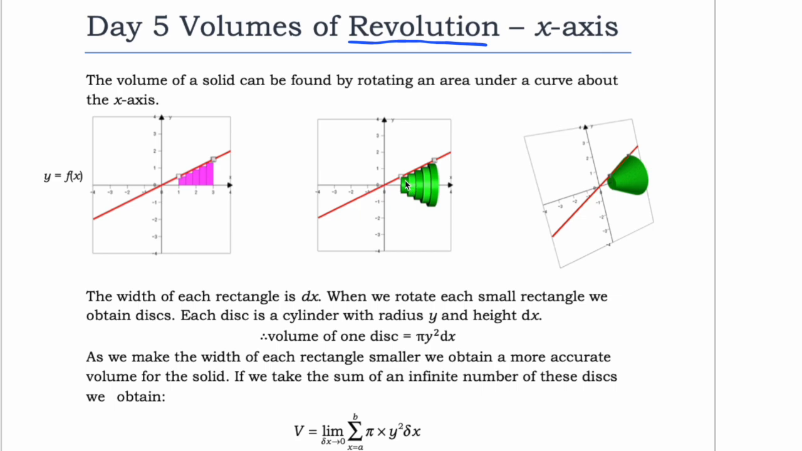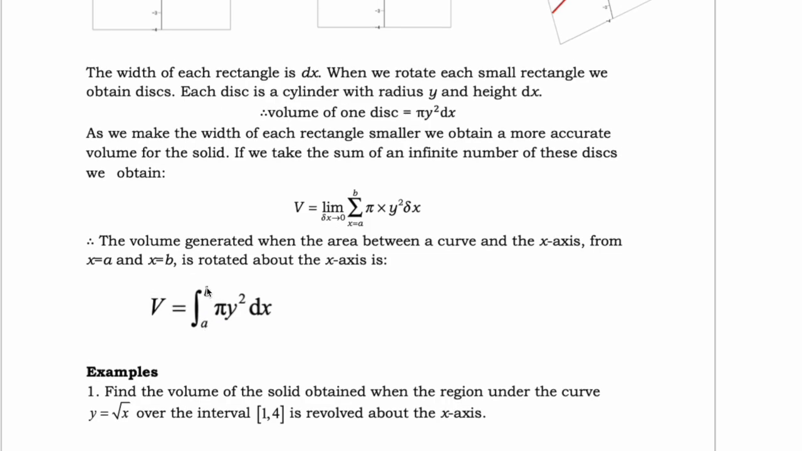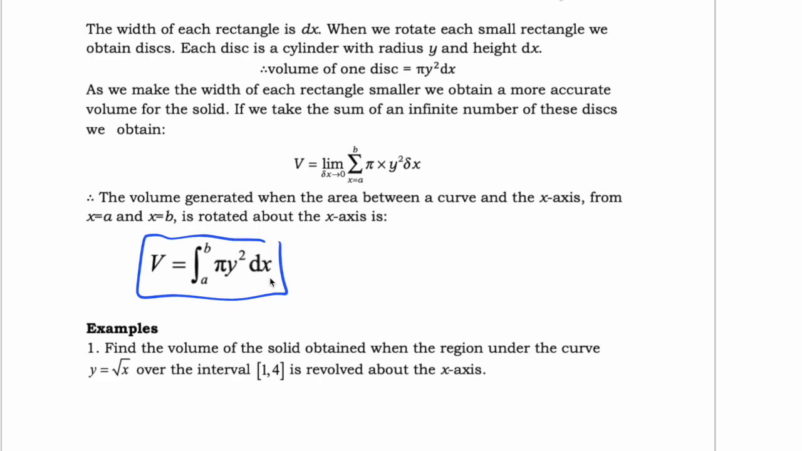For each of these circles, or these are disks because they have some thickness, notice the radius is the y value of the function. For each of the disks, the area is pi r squared. This is the formula for the area of a circle, right? So this will be pi times y squared is the area of each circle. What the integral does, if you have a starting value and an end value, is add up an infinite number of circles between those two values, and it gives you the volume. So that's where the formula comes from. This is in your formula booklet.